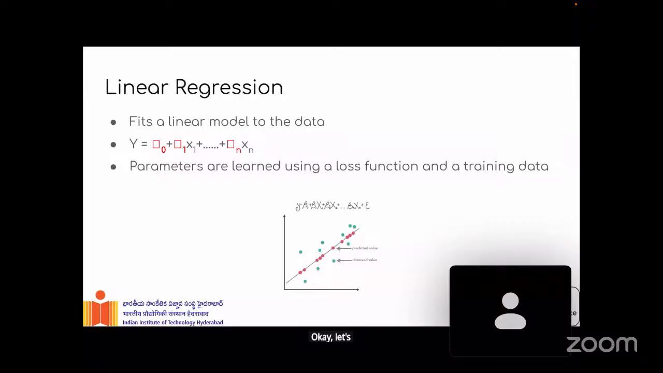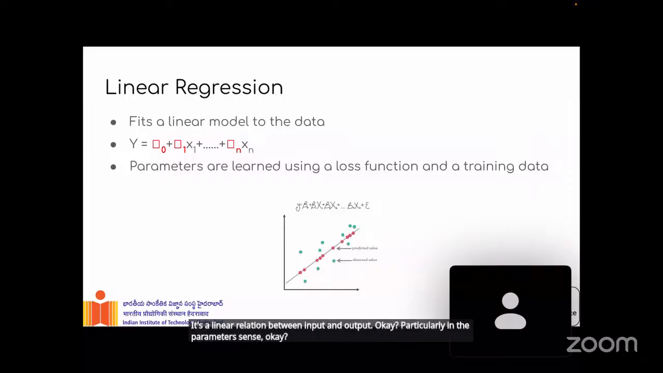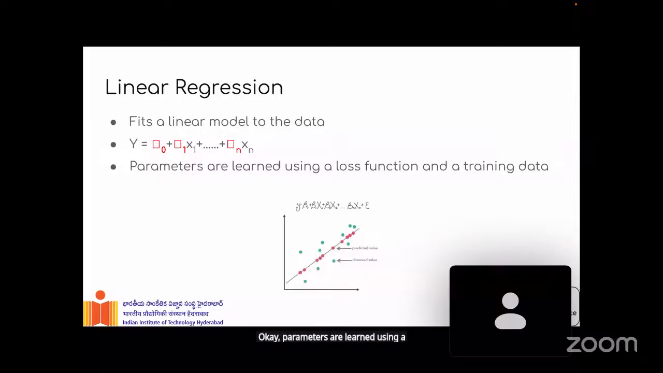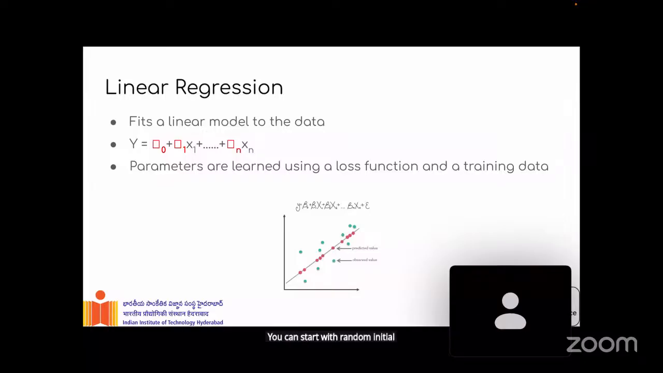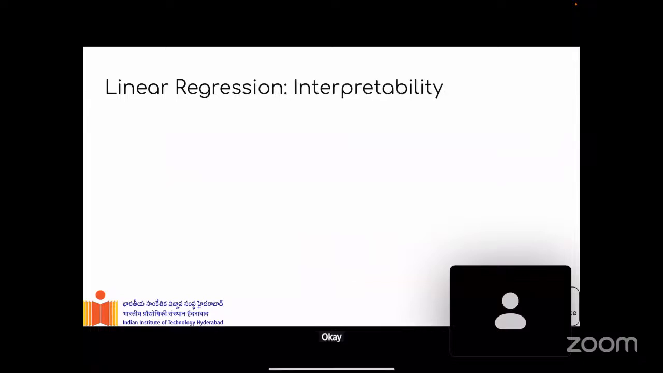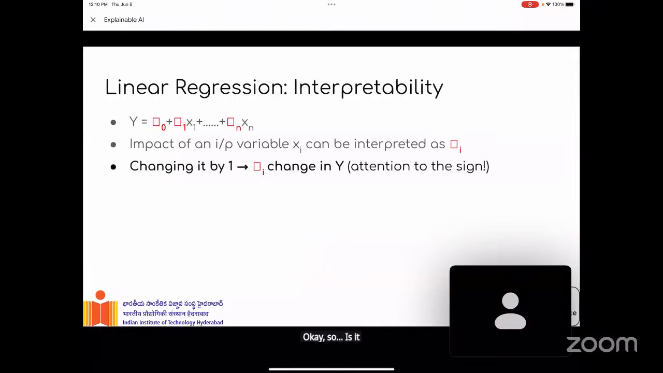Let's start with linear regression. Linear regression, as the name suggests, is a linear relation between input and output, particularly in the parameters sense. You see this equation: beta 0 plus beta 1 x1 plus beta 2 x2 and so on. Parameters are learned using a loss function. You can do it with a closed form solution or gradient descent. You can start with random initialization and perform gradient descent, slowly improve the loss, and it will converge to a local minimum.